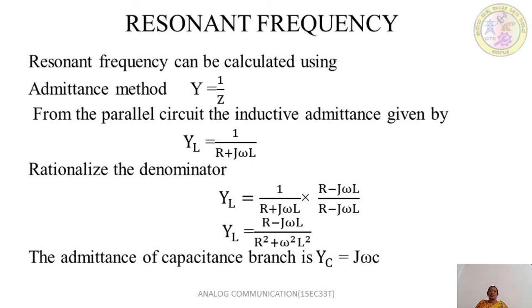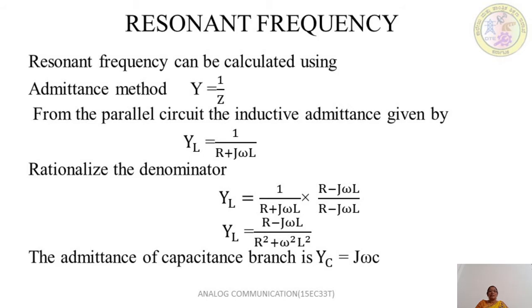From the parallel resonant circuit, the inductive admittance is given by YL is equal to 1 by (R plus j omega L). Why R plus j omega L? With the inductance there is resistance, so Z is equal to R plus j omega L. Then YL is equal to 1 by Z, that is, YL is equal to 1 by (R plus j omega L). In the denominator a j term is there, therefore we rationalize the denominator, and you will get YL is equal to (R minus j omega L) by (R square plus omega square L square).